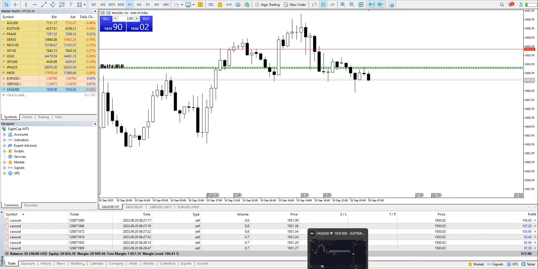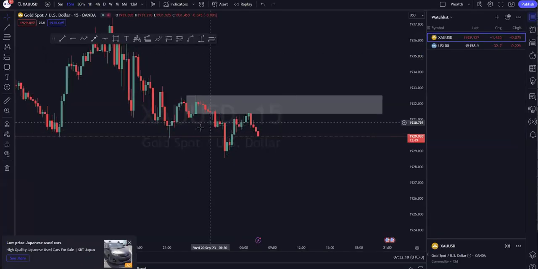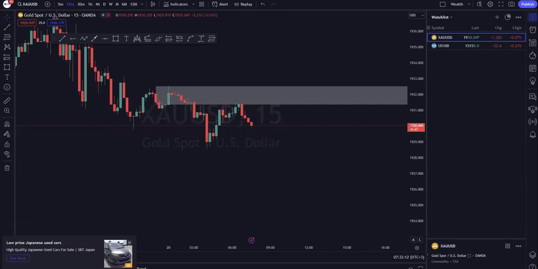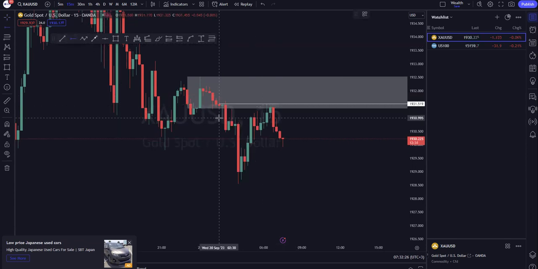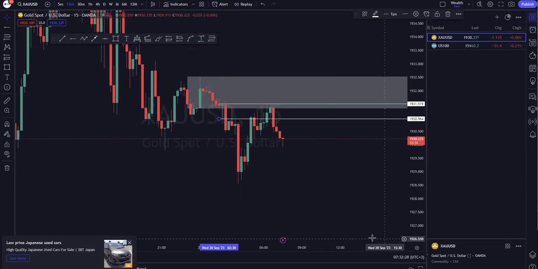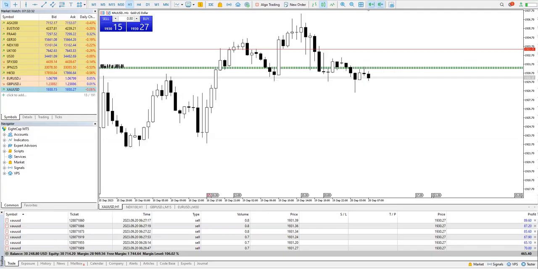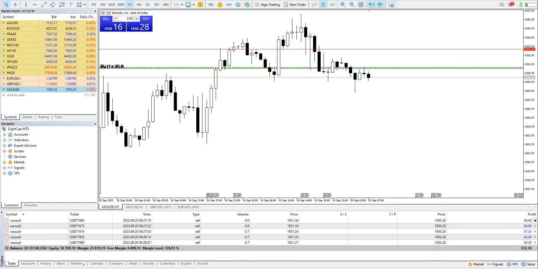So if I take you on my TradingView, this is where you can see properly. So on a 15-minute time frame, this is what happened, or rather, I'll mark the order block on a 15-minute time frame. Okay, which is that one. Okay, and then let me close.